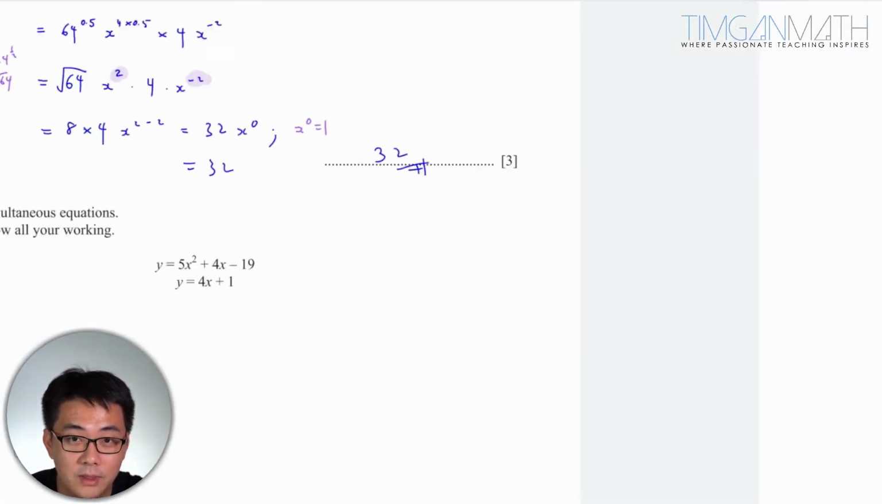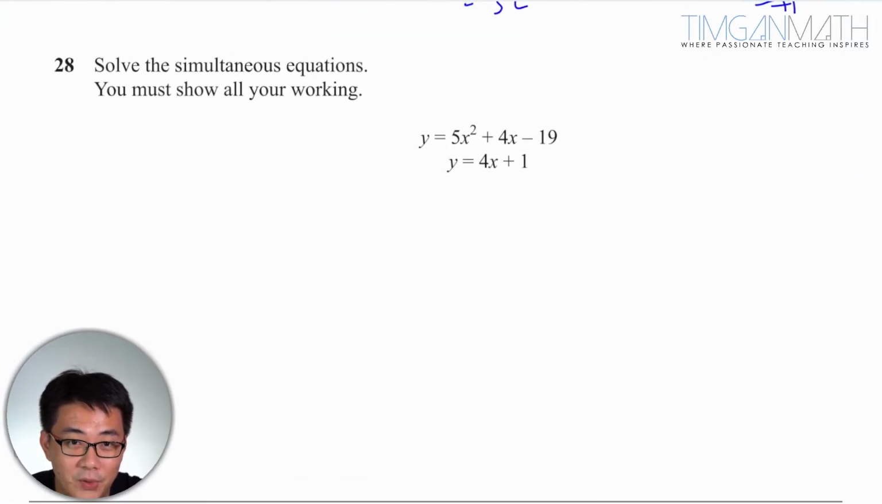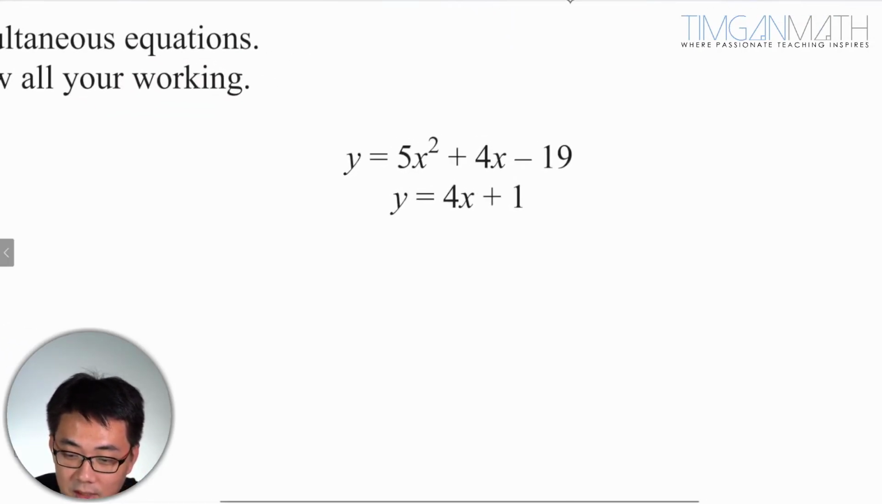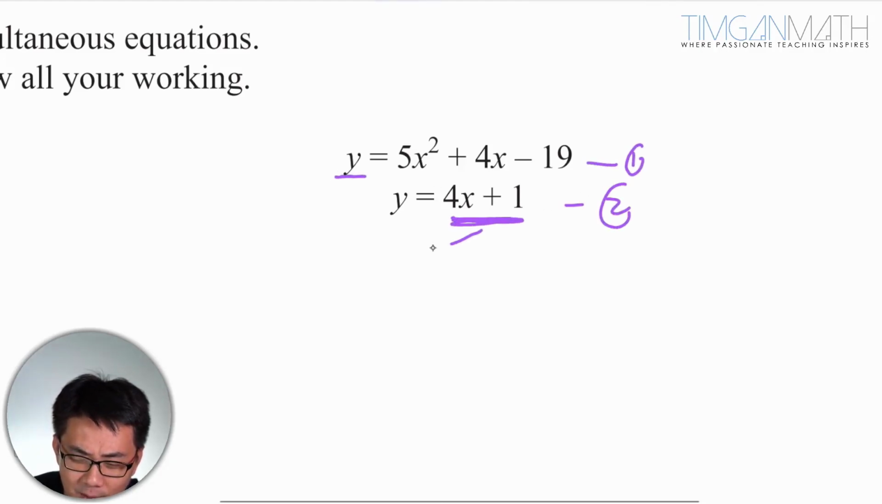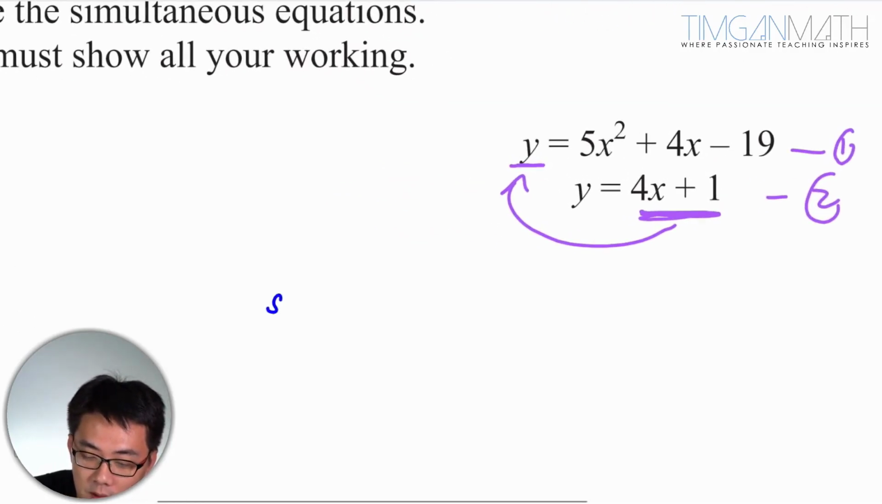Yay, is that the last one? Yes, that's the last one. So for the last question, solving simultaneous equation, you must show all your working. Great. In this case here, you have 2 equations. This is 1 and this is 2. I'm just going to sub this y here into the other one. Okay, we use substitution to solve this. So substitute 2 into 1.